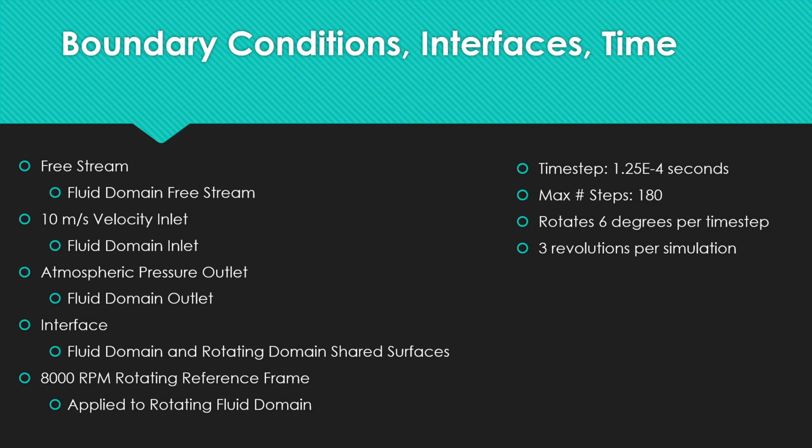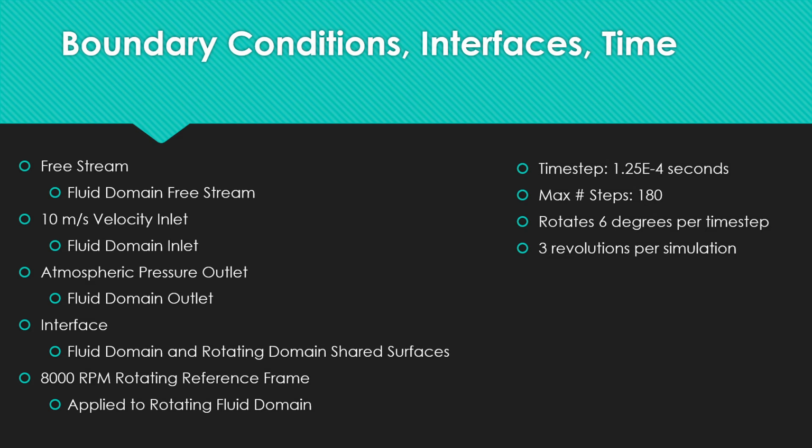Boundary conditions and interfaces were then applied. The fluid domain free stream was given a free stream boundary condition. A velocity inlet boundary condition of 10 meters per second was applied to the fluid domain inlet. A pressure outlet was applied to the fluid domain outlet. An interface was applied to the fluid minus rotation and rotation minus rotor default domains.